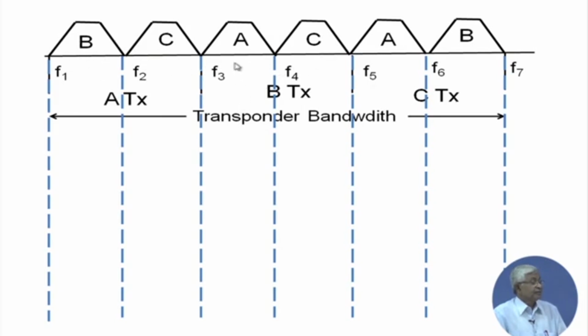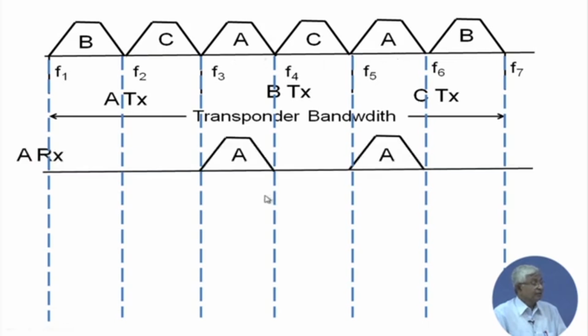So, when the A station is receiving, he will look for the F3 which B is transmitting, and he will look for F5 which C is transmitting. So, his filters will be at F3 center frequency with bandwidth and F5 center frequency with bandwidth. He need not have all the filters, because whatever traffic is meant for him, he will receive. Whatever traffic is meant for C, he should not receive. So, he has to have filters at these points.